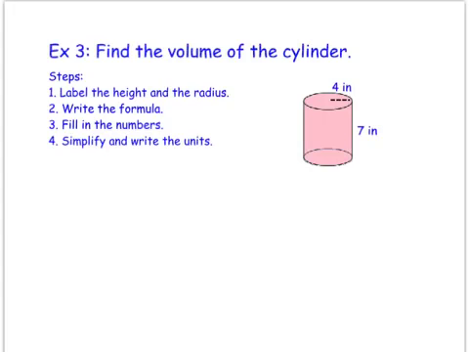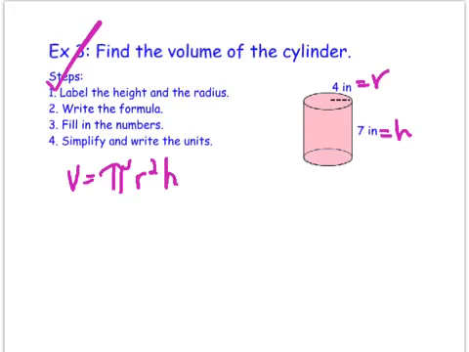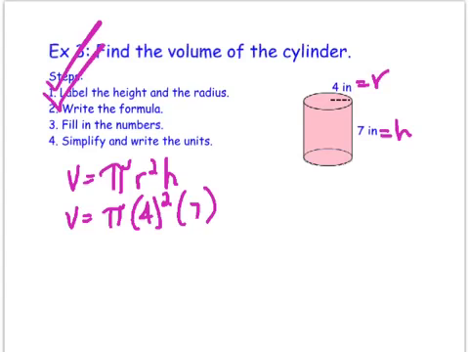Okay, now we're working with the cylinder. So we're going to follow our steps. Number 1, label the height and the radius. 7 would be my height, and 4 would be my radius. Check. Number 2, write the formula. Well, we talked about it earlier. We said volume equals pi r squared times h. Check. Number 3, fill in the numbers. Volume equals pi. Well, my radius I know is 4 squared times my height, which is 7.